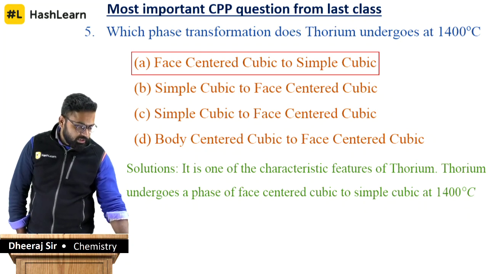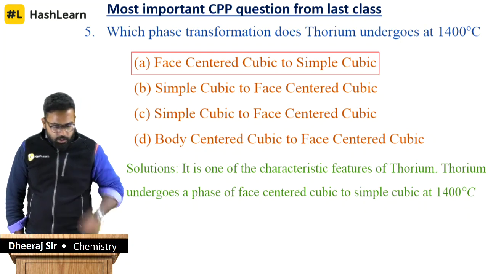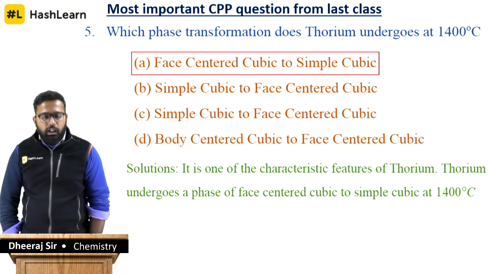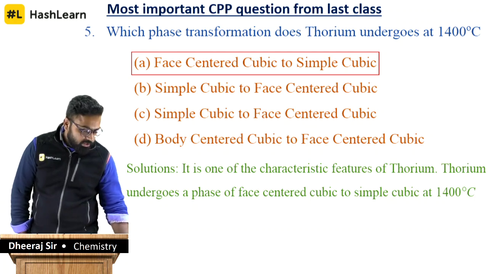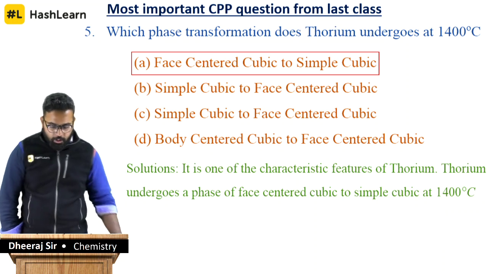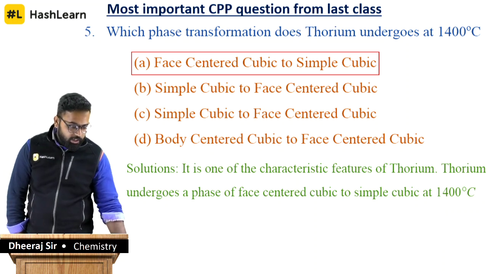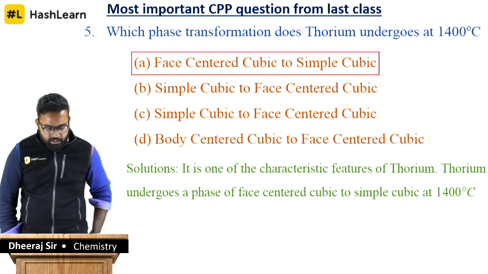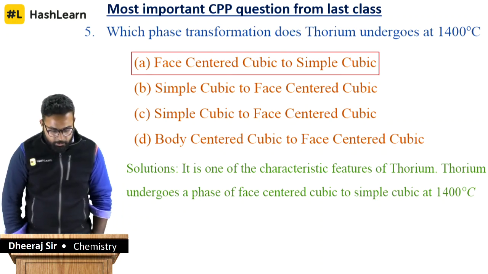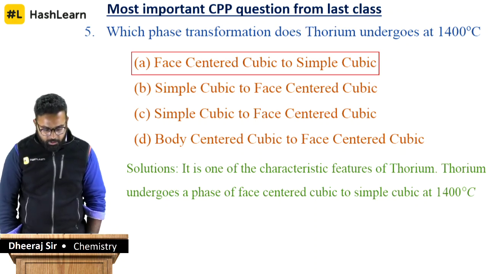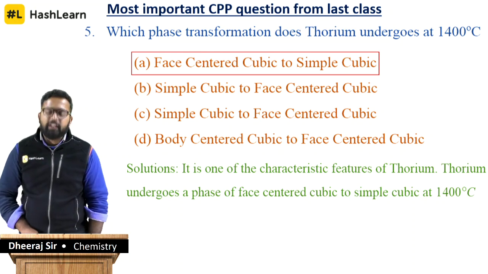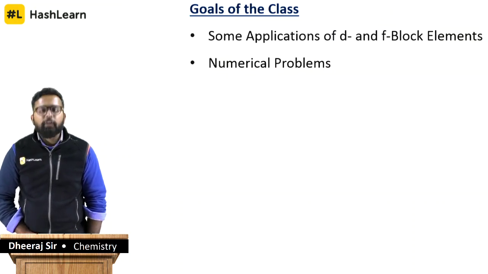One of the CPP questions that I picked up was this: which phase transformation does thorium undergo at 1400 degrees Celsius? The options were face centered cubic to simple cubic, simple cubic to face centered cubic, and body centered cubic to face centered cubic. So it's option A, which is FCC, face centered cubic to simple cubic.